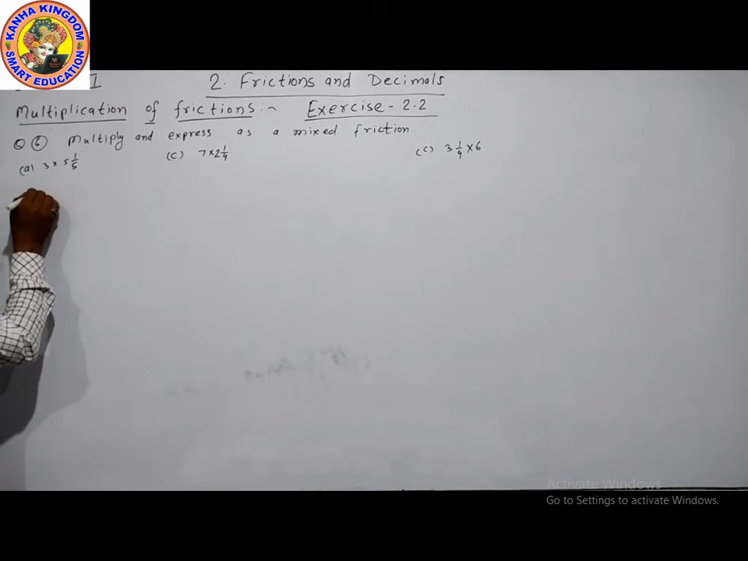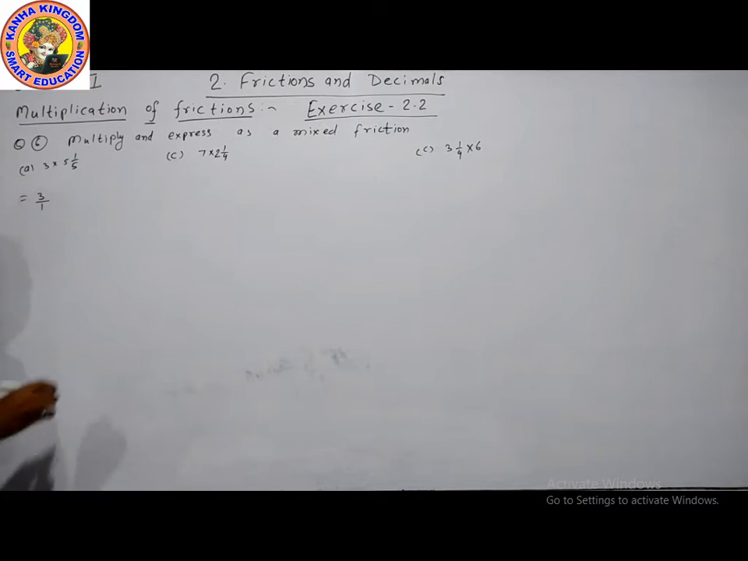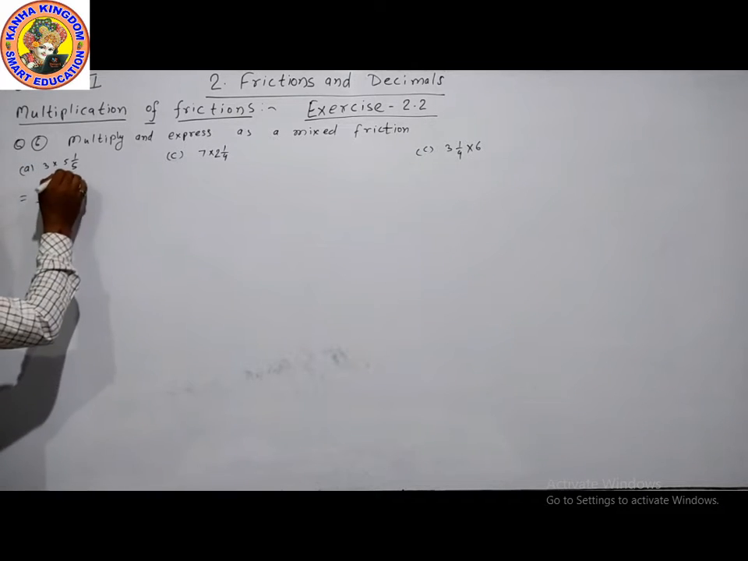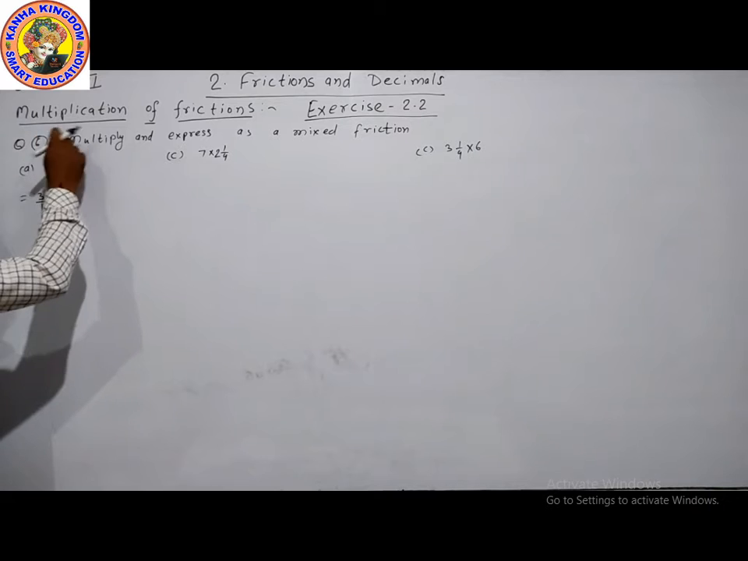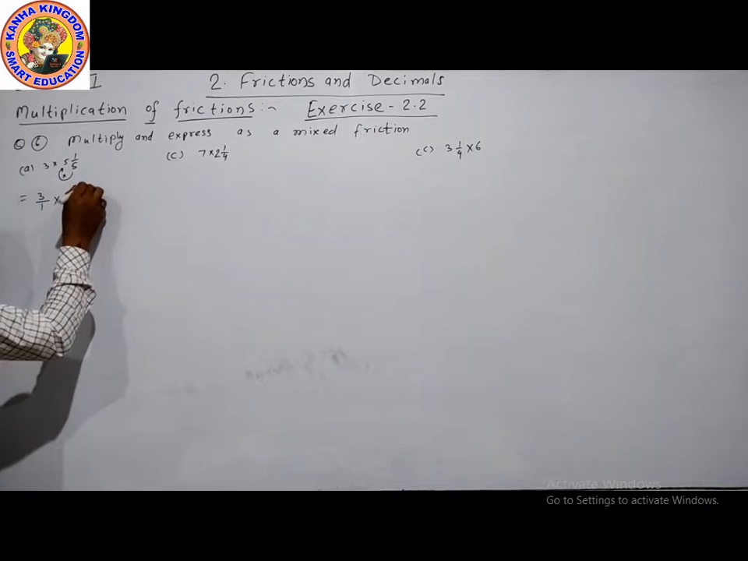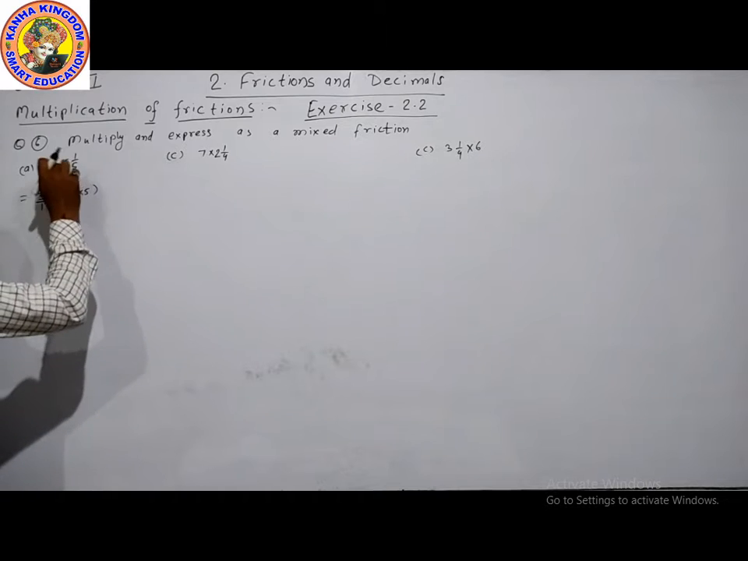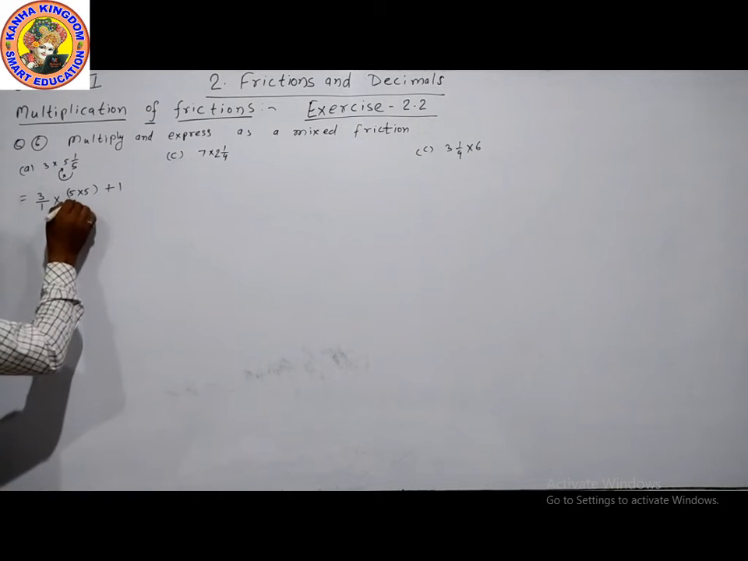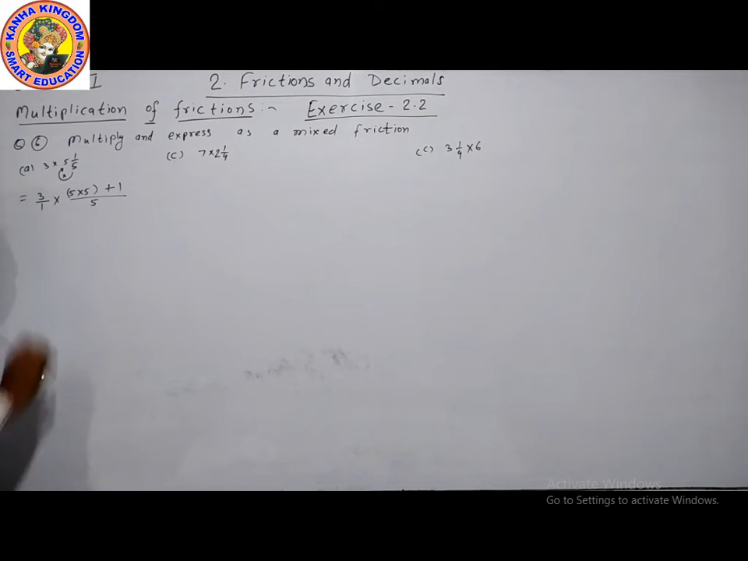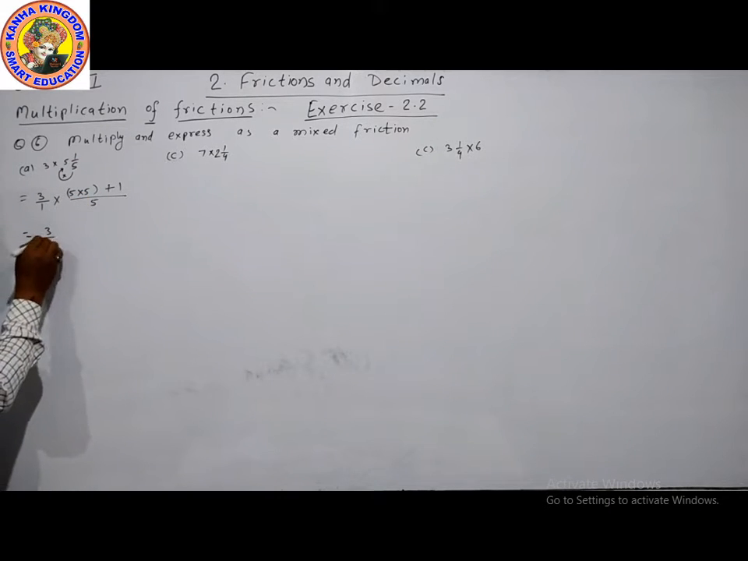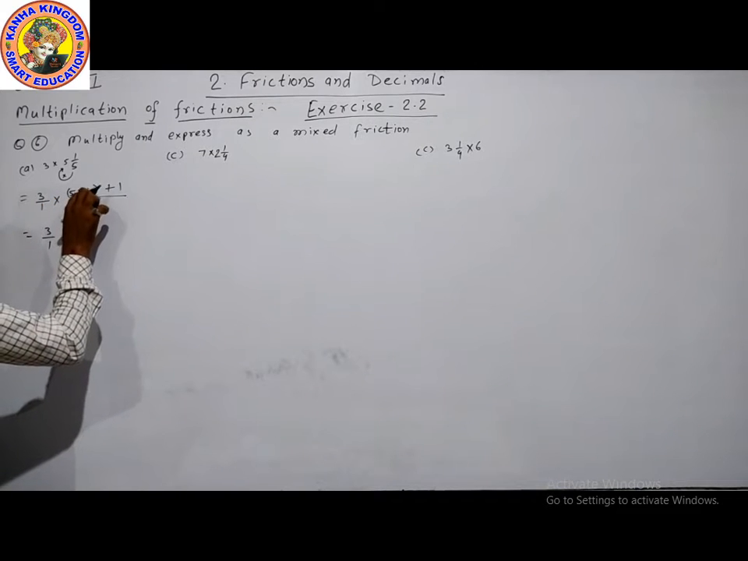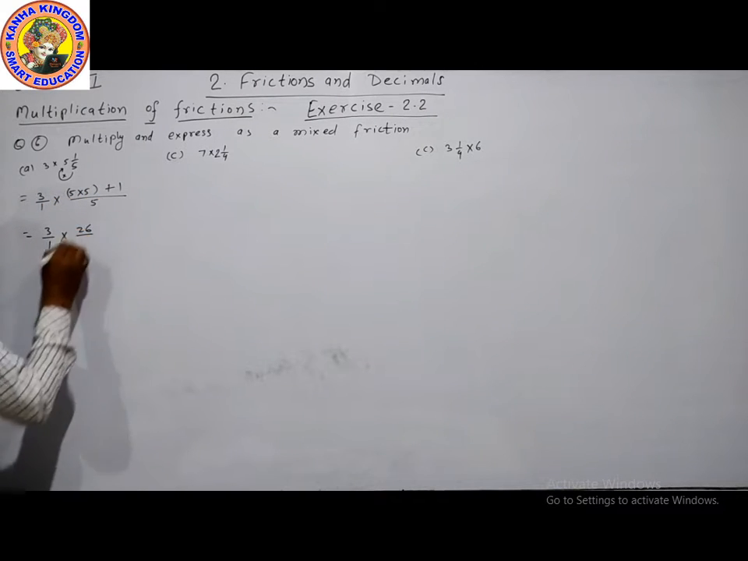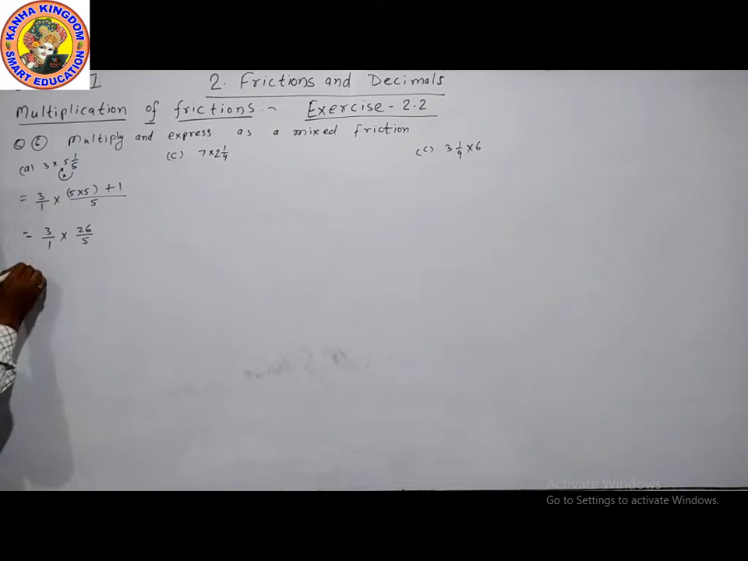In this, there is 3. We can convert it into a fraction by dividing by 1. Now, in this mixed fraction, we know that we first multiply, then add. 5 into 5, first multiplication, then add 1. The divisor is 5. So 3 upon 1, and 5 into 5 is 25, plus 1, 26 upon 5.